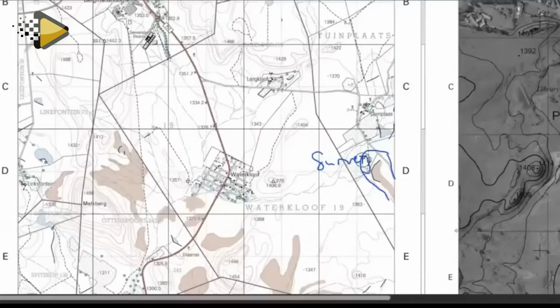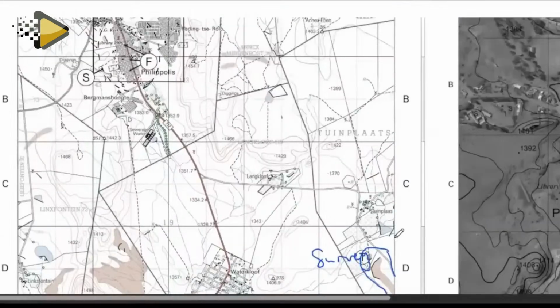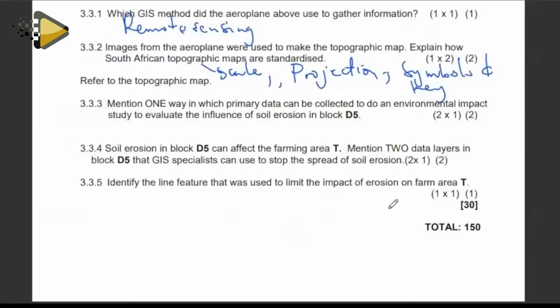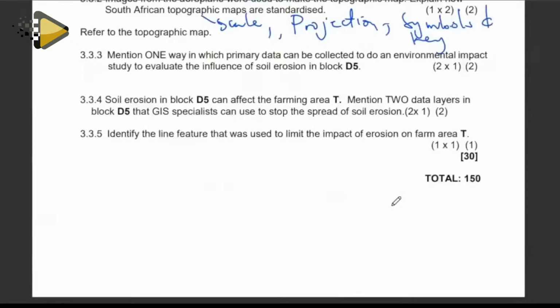We can do a physical visit to the area and do a survey so that we can see the damage that has been caused by the soil erosion in that particular area. So that is one of the ways that we can use to actually collect primary data from that particular area. We can do a survey on the area. We can actually visit the area and do a physical survey on the area so that we can get the basic information or the basic data that we can collect.